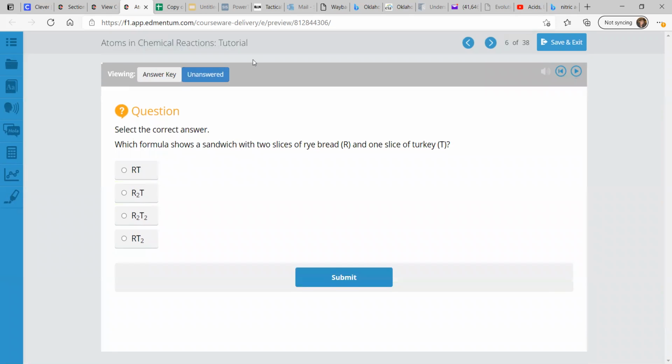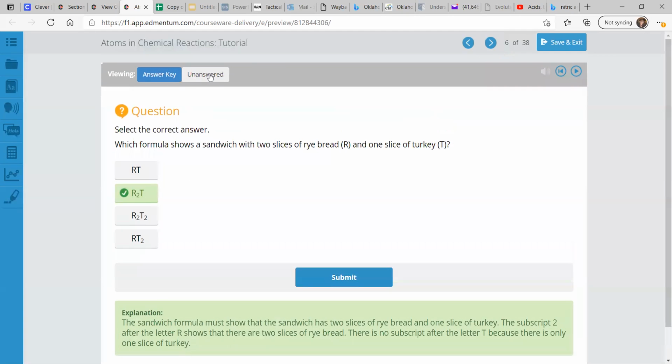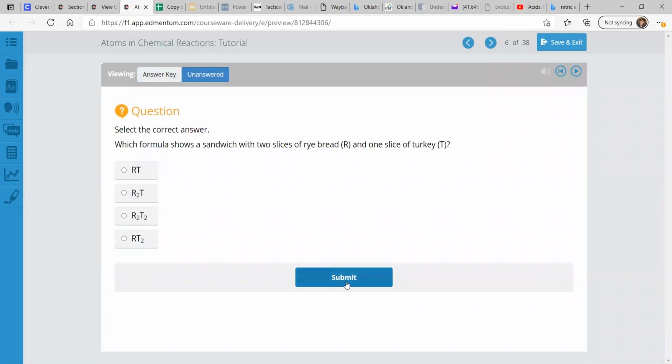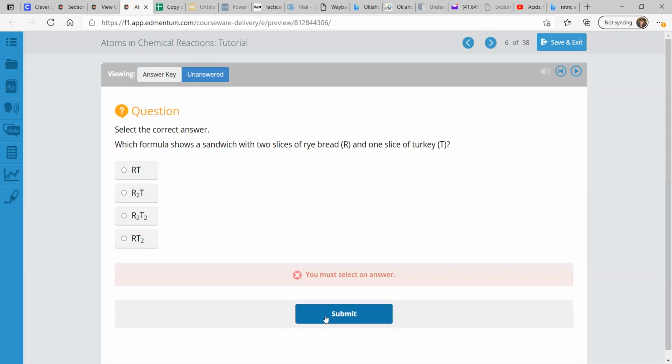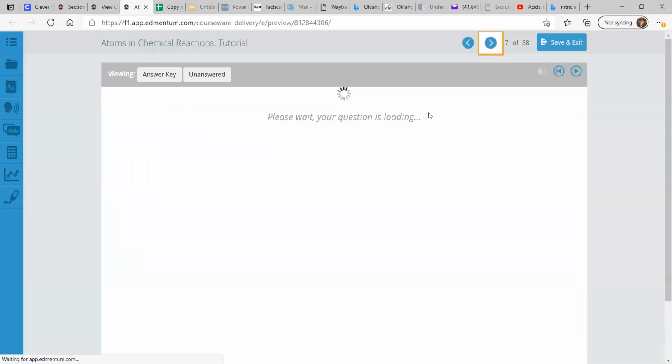Select the correct answer. Which formula shows a sandwich with 2 slices of rye, R, bread, and 1 slice of turkey, T? Yeah, it's that one. Oh, I already did. There you go.